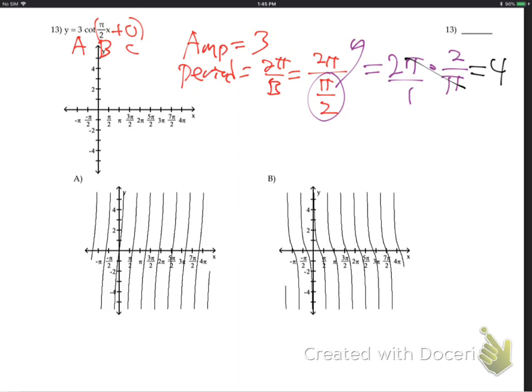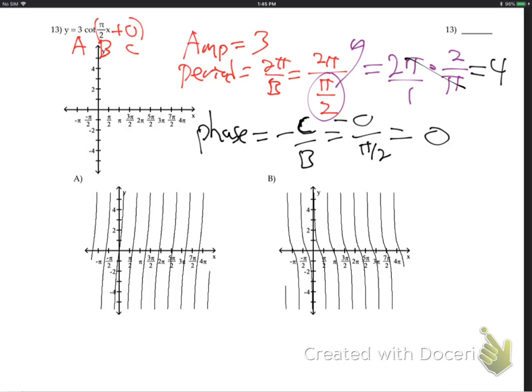The amplitude is 3. The period is 4. What's the phase shift? It's negative C over B. The C is 0. So negative 0 over pi over 2. That's just 0. 0 in the top of a fraction is just 0. Negative 0 is just 0. All right, so we got our phase shift and our period.